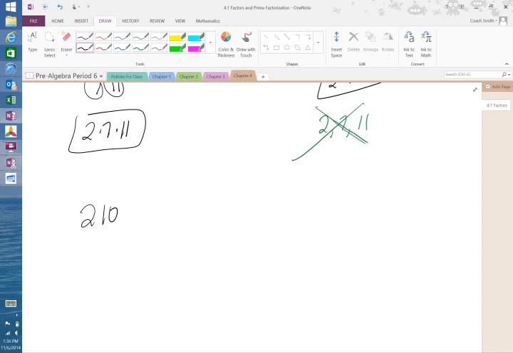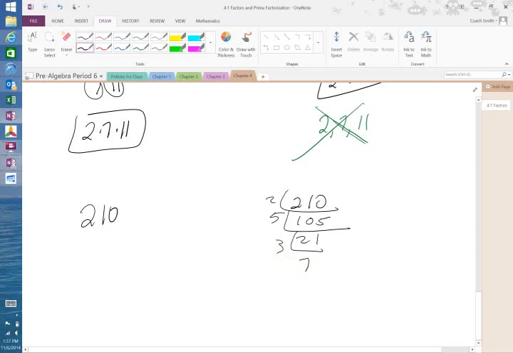Yeah. Now, it looks like this. 2 into 210 is 105. 3, or you could actually use 5 here, into 105 is 35, and then 5 into 35 is 7. You have to include that 7 there. If you didn't get to the 7, then you didn't take it far enough. If you took it just to the 5, you still would have to have a 7 there.